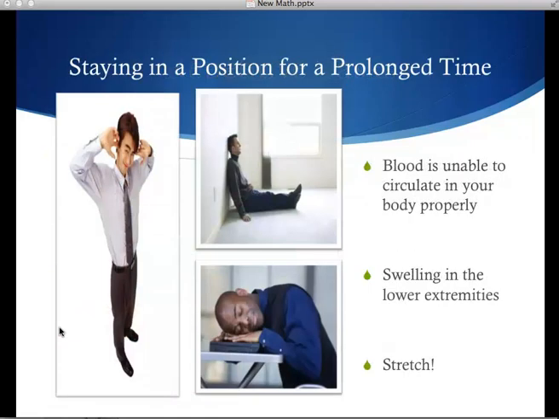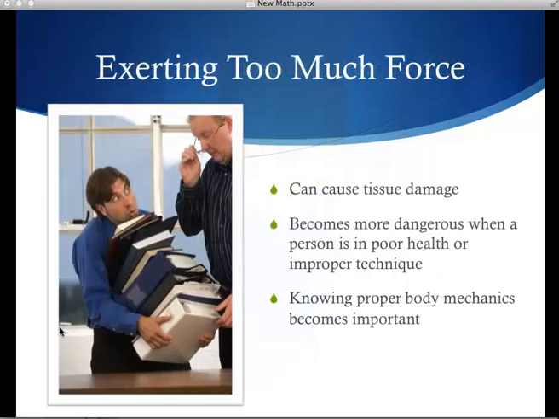Staying in a position for a prolonged period of time can be detrimental for somebody's health because blood is unable to circulate in your body properly. So it is a good idea to stretch intermittently during work. Exerting too much force can also cause tissue damage. It becomes more dangerous when a person is in poor health or if they are engaging in improper techniques. Knowing proper body mechanics becomes important then.